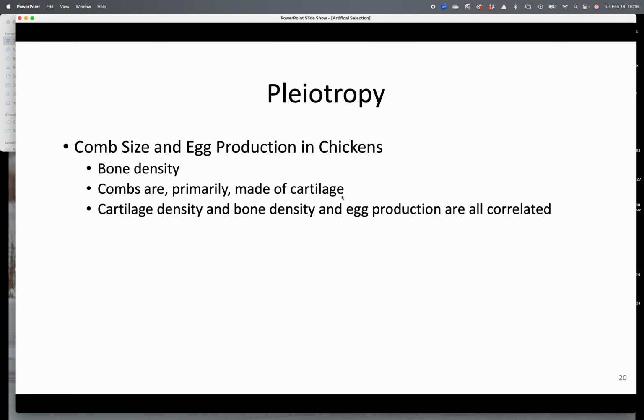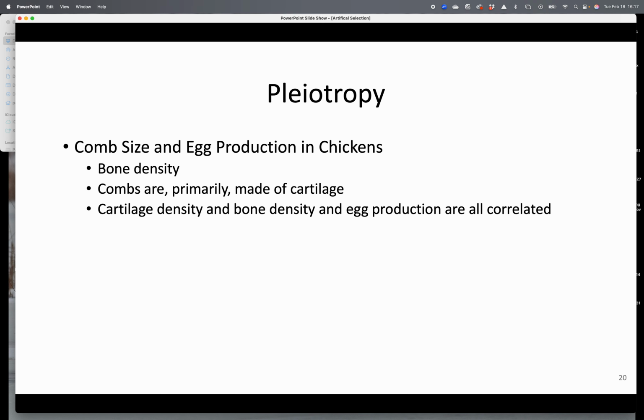So you have a single set of genes, or a single gene, that controls both the density of bones and the size of combs. And it turns out that the bone density in a chicken influences how many eggs they can produce because they mobilize calcium away from their bones into producing eggs. So all three of these traits ended up being correlated because the underlying control is from a set of genes that are basically all about controlling how cartilage develops.